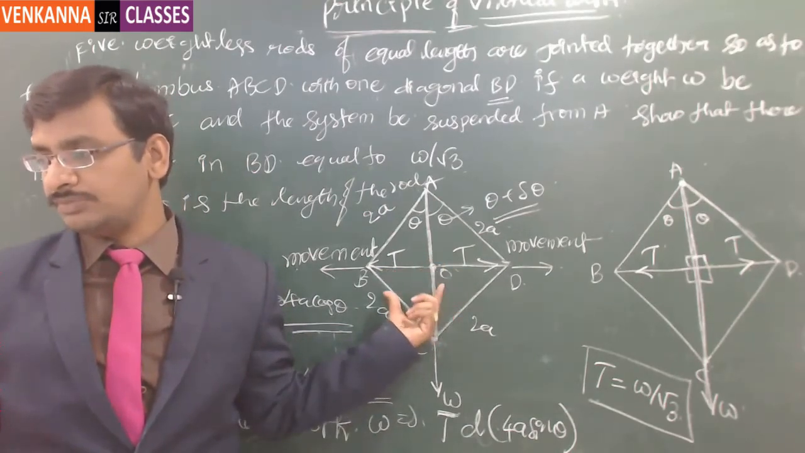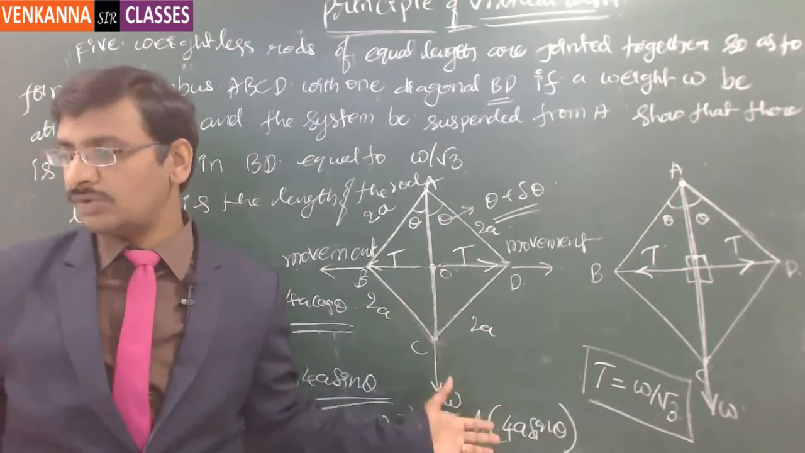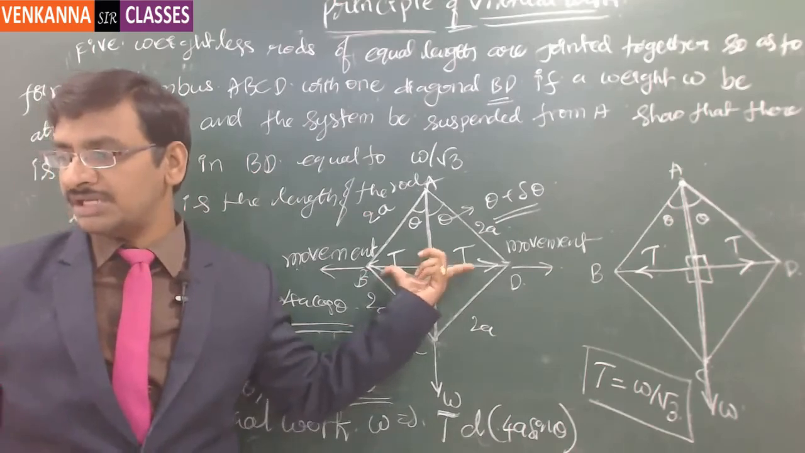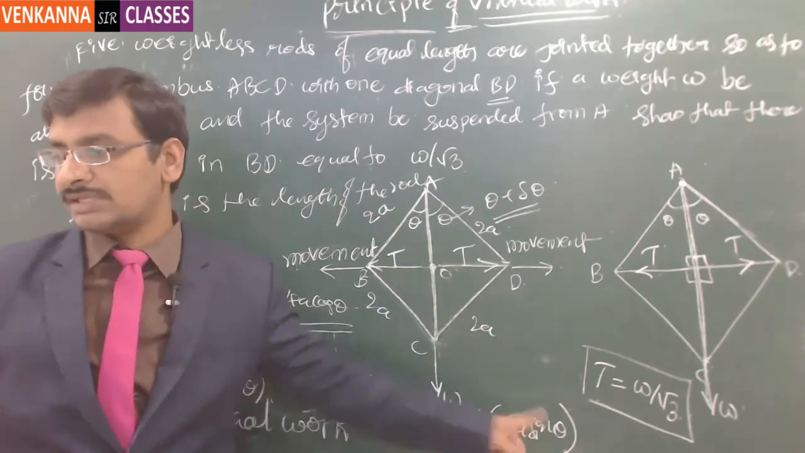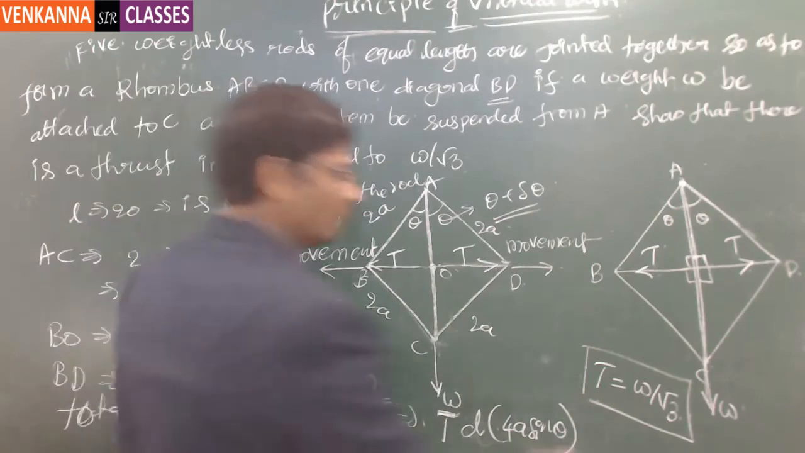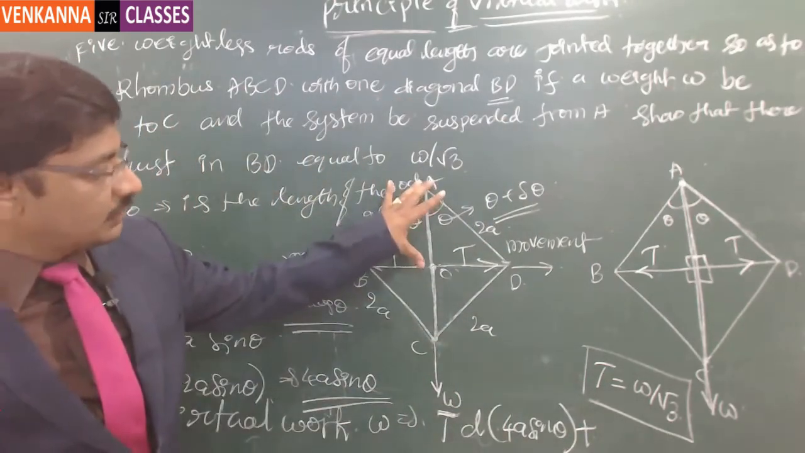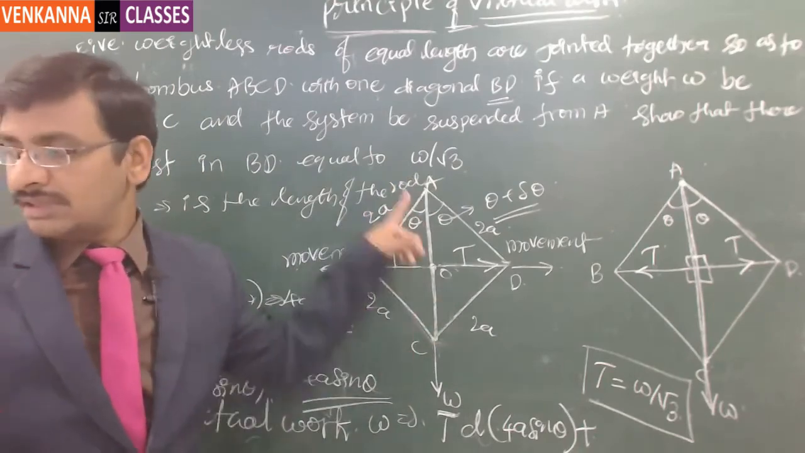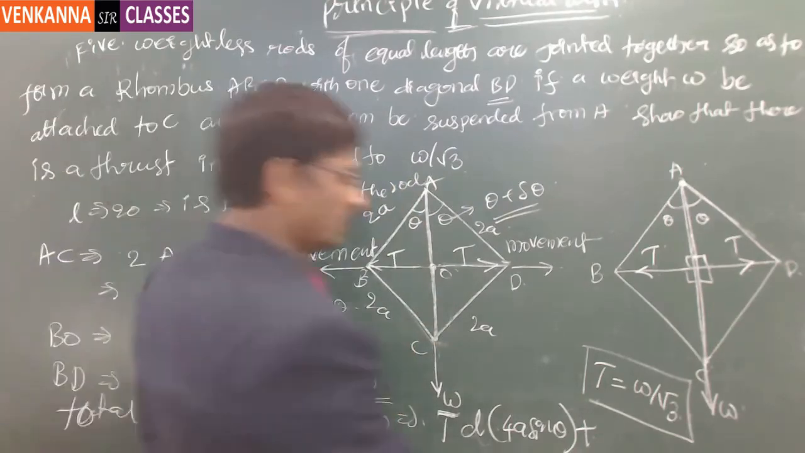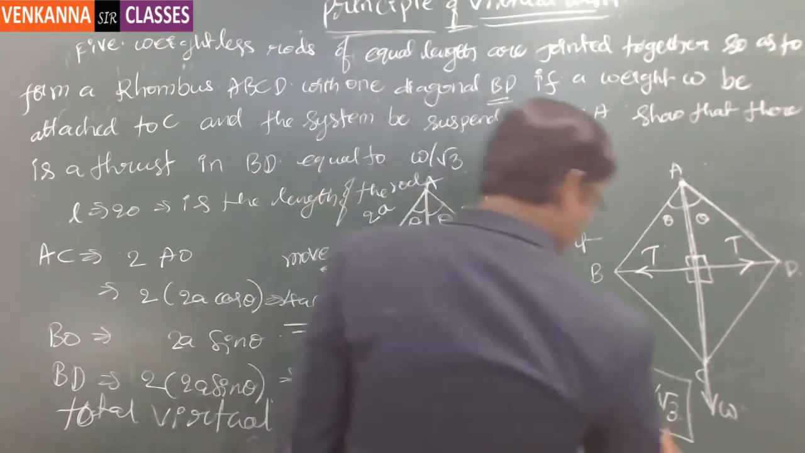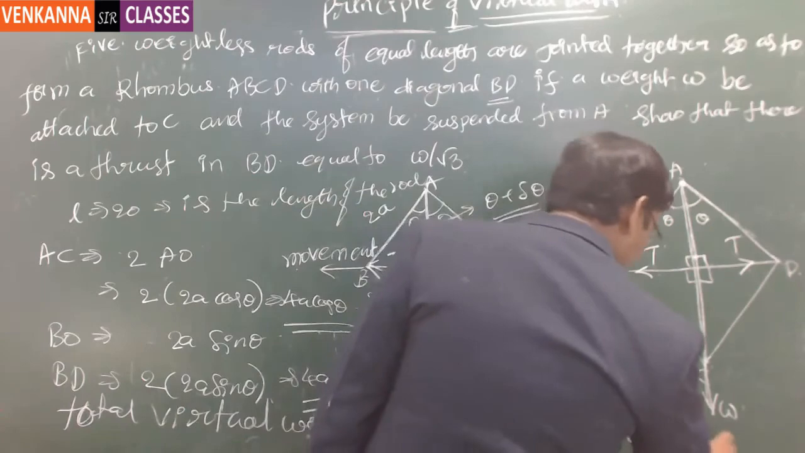Is this understood? Because this is the methodology we are going to adapt for all the problems. So tension multiplied by the change in the displacement BD, that is D of 4A sin theta, plus one more force that is acting downwards. Initially it was AC, and now there is a change in the length of AC as well. So that is weight multiplied by D of AC. So this has to be equal to 0.